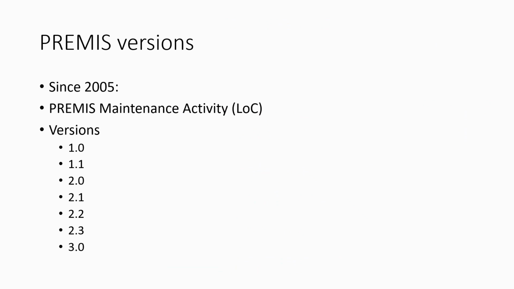Speaking of revisions, there have been several versions of PREMIS since 2005. Some revisions were minor clarifications or additions to the schema and data dictionary. Others were major changes. The PREMIS Editorial Committee has documented these revisions through the PREMIS website for our reference, and the current version is version 3.0.